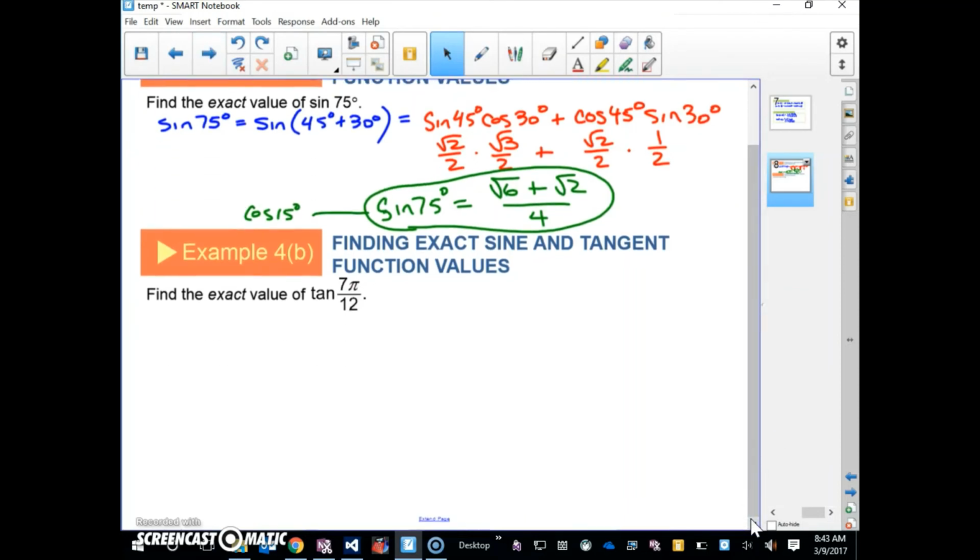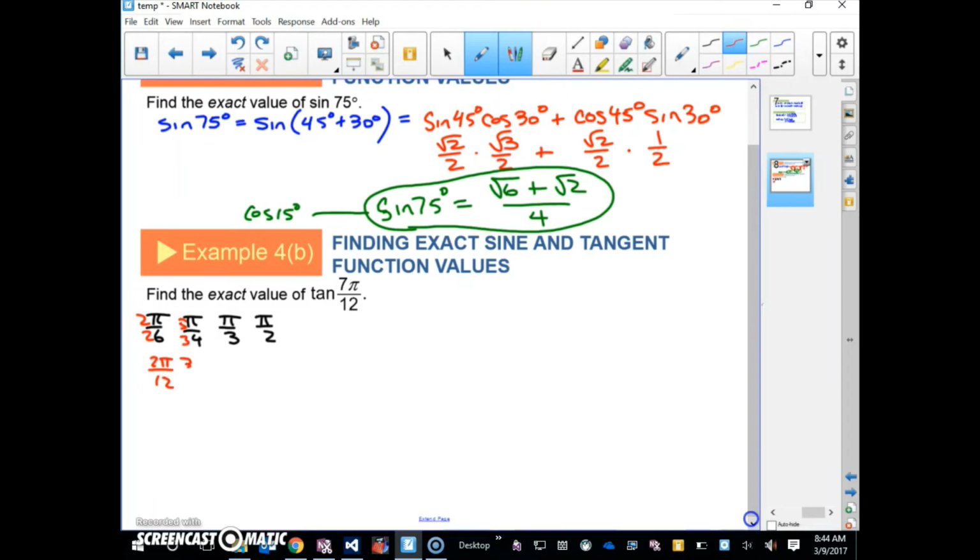Example 4b is going to be harder. Tangent is just hard, okay? So, 7 pi over 12, where's that come from? Again, look at your angles in radians and get a common denominator. So that's 2 pi over 12, 3 pi over 12, 4 pi over 12, 6 pi over 12. You can tell we can get 7 pi over 12 by adding 3 pi over 12 plus 4 pi over 12. Okay? So that's what we're going to go through.